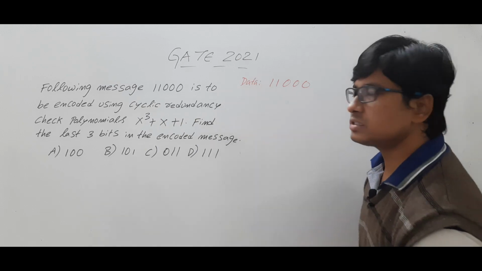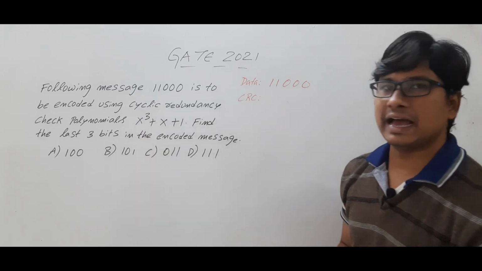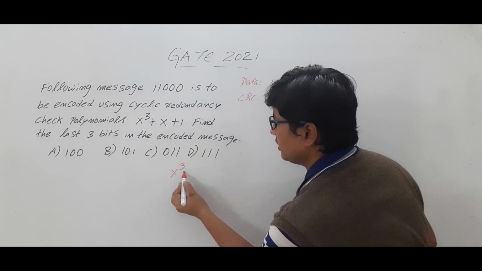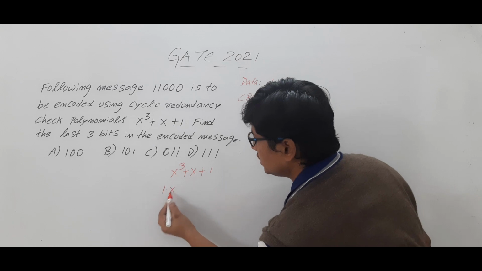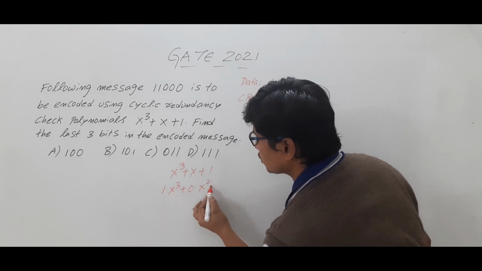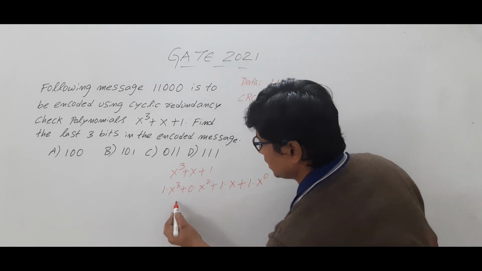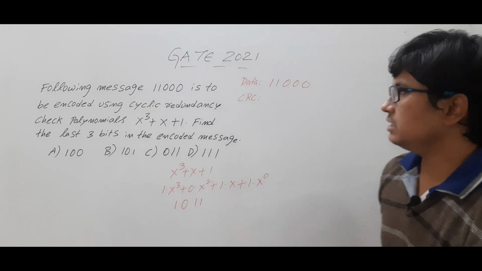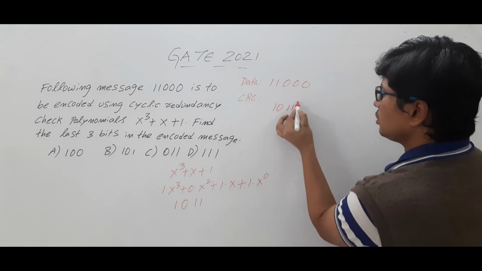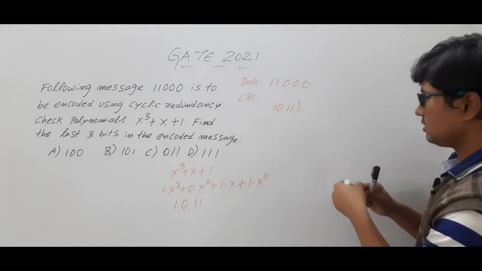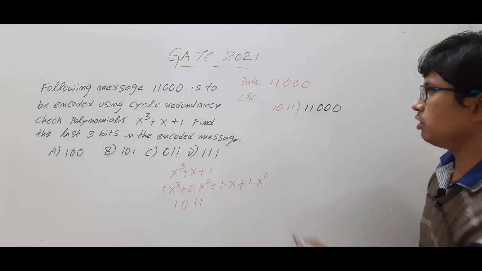You are using the CRC mechanism, which is cyclic redundancy check, and you are using the polynomial x cube plus x plus 1, which is nothing but 1 into x cube plus 0 into x square plus 1 into x plus 1 into x power 0, which is nothing but 1011. Is it clear? This is your polynomial. So you got the polynomial as 1011 and your data is 11000. Now if you look at how many bits are there in the polynomial, 4 bits are there.